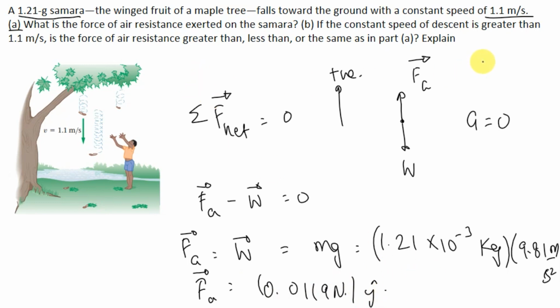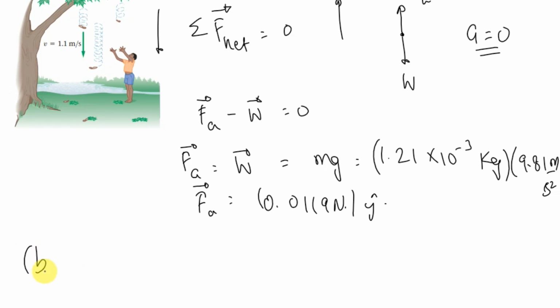Now next, in the second part it says that if the constant speed of the descent is greater than 1.1 meter per second, then is the air resistance greater than, less than, or the same as in part A. We can say if this velocity is increased to say about 1.5 meters per second, but it is still moving with a constant velocity, the acceleration would be 0. The condition is the same, so the air resistance will be the same. So in part B we can write that the air resistance will be the same. It is not going to change because the acceleration has not changed.